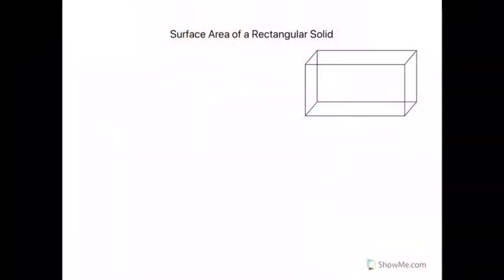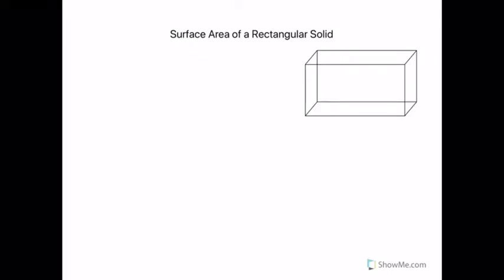We're going to look at surface area of a rectangular solid or rectangular prism. So a rectangular solid, as you see pictured here, is a solid shape and it has 6 rectangular faces. It has a top and bottom, left and right, and front and back. All of these faces, or sometimes you might hear them called sides.